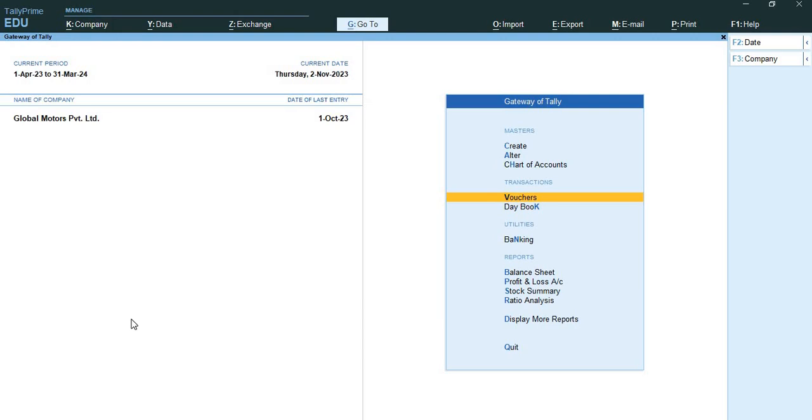This can be done by submitting a declaration in Form 15G under subsection 1 of section 197A of the Income Tax Act. The certificate granted will be valid for the assessment year specified and is valid only for the person named in it. So they have given me one question: on 2nd November, Global Motors Private Limited receives a bill from Mukta Cooperative Building Society for 5 lakh rupees towards rent on building and furniture.